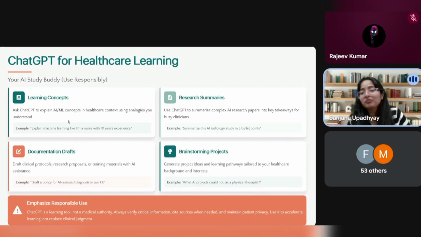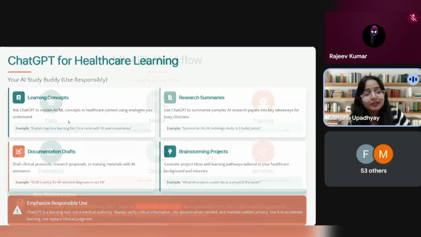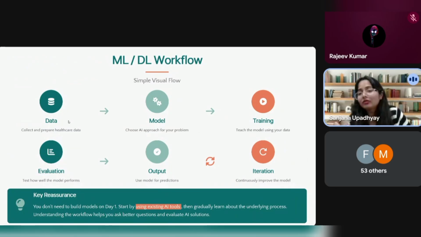ChatGPT for healthcare learning. So right now the students in healthcare are using ChatGPT. At my time, ChatGPT was not there. I actually referred to textbooks, but ChatGPT is actually helping a lot for these healthcare students, MBBS students, BDS students. They are actually using ChatGPT to tailor all the answers. So learning concepts, research summaries, and documentation drafts, everything is done by ChatGPT. But to understand the potential of ChatGPT, you should understand how to use it. I myself have used it, and I will be very happy to suggest where exactly ChatGPT falls into healthcare as well.